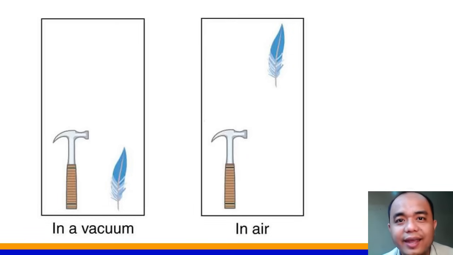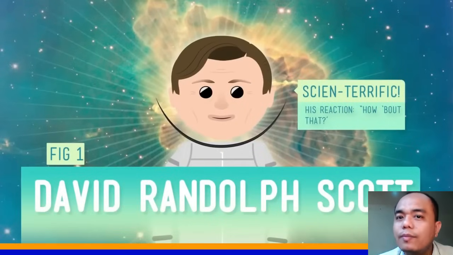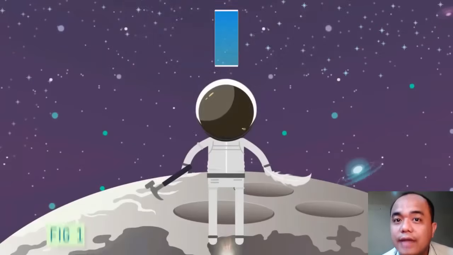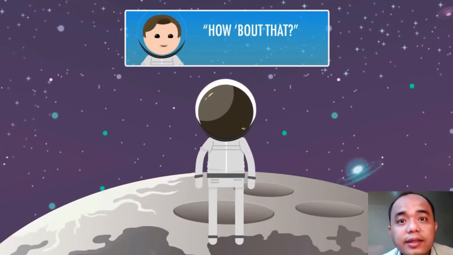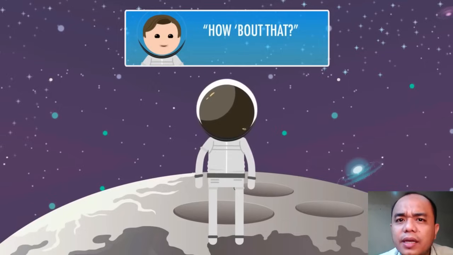Now, paano ito nangyari? Actually, class, someone had performed this kind of experiment on the moon way back in 1971. David Randolph Scott performed this experiment, dropping the hammer and the feather on the moon. Scott dropped the feather and the hammer at the same height and at the same time. How can that be? Since here on Earth, the feather will take some time before it falls to the ground.